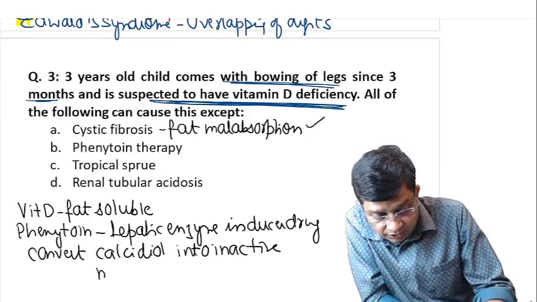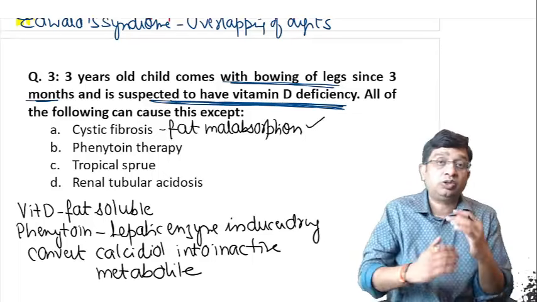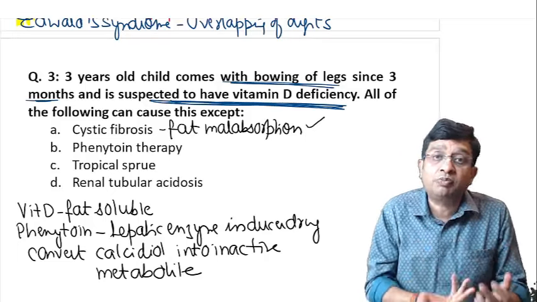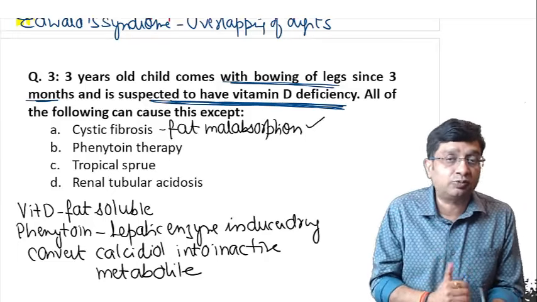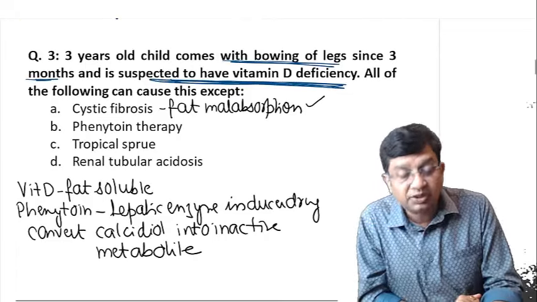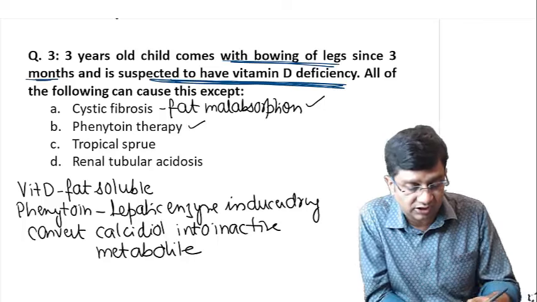Calcidiol is basically produced by the liver. So this can convert calcidiol into inactive metabolite. So if the calcidiol will be inactive, what will not be formed? Calcitriol will not be formed, and the vitamin D absorption will not take place, or calcium absorption will not take place, right? Vitamin D will not be formed. So this definitely can cause vitamin D deficiency.